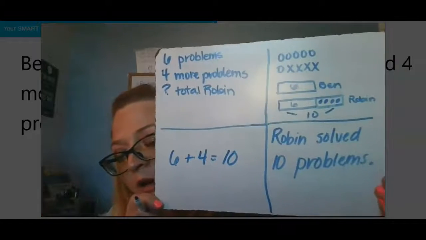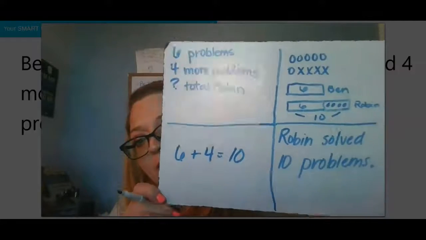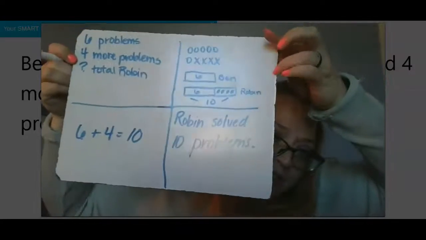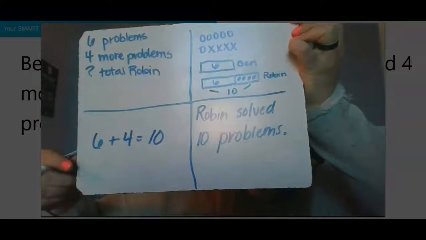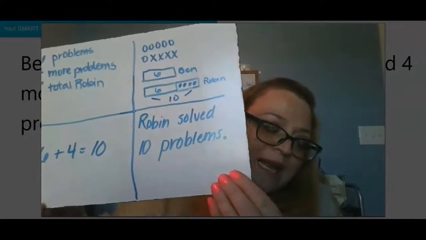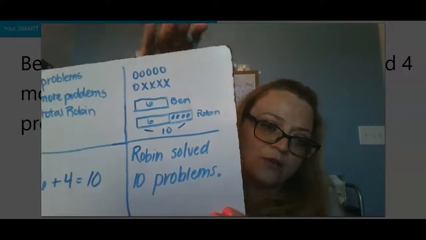So this is what our square looks like, okay? We read the problem here and got our important information. We drew a picture here. We wrote a number sentence, and then we wrote an answer. So read, draw, write. Okay, let's do another one.